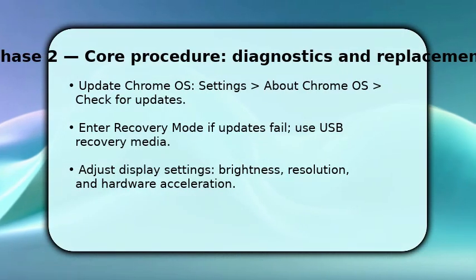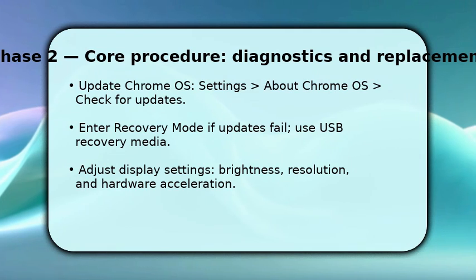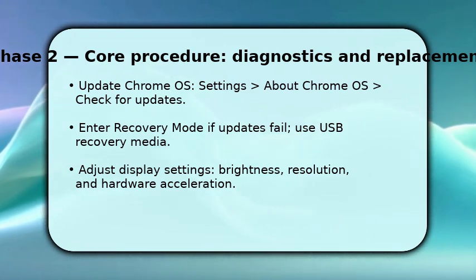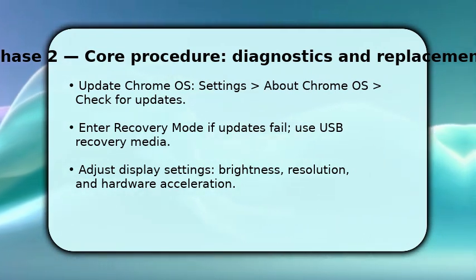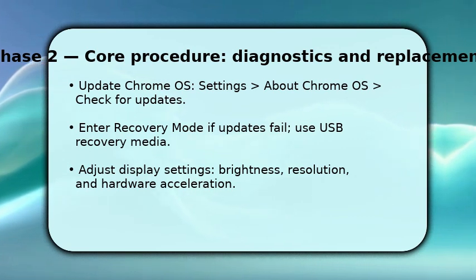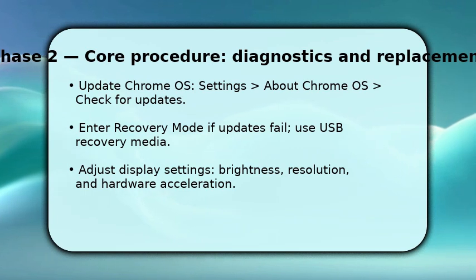Now you focus on software. Update Chrome OS because many display bugs are fixed in patches. Go to Settings then About Chrome OS and check for updates. If the update fails or the system is unstable, create USB recovery media and enter recovery mode to reinstall the OS.